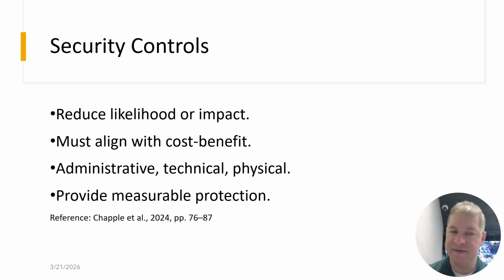Security controls are safeguards used to reduce either the likelihood or impact of a risk. There are three main types. Administrative controls include policies, procedures, and training. Technical controls include firewalls, encryption, and access controls. Physical controls include locks, cameras, and facility security. Effective controls must align with cost-benefit analysis. In other words, the cost of implementing a control should not exceed the value of the asset being protected. Controls should also provide measurable protection, meaning organizations can evaluate how well they are reducing risk. This is critical for continuous improvement and compliance.